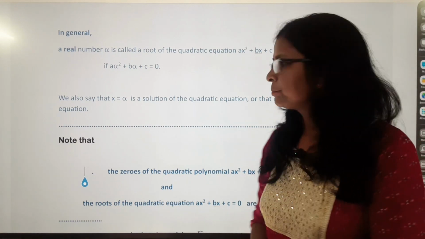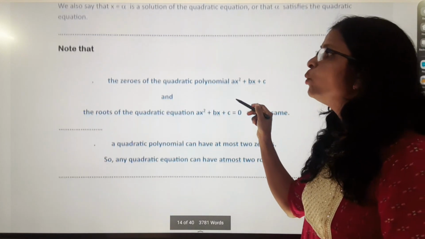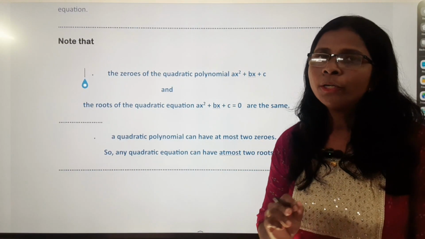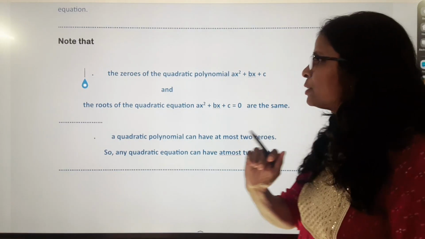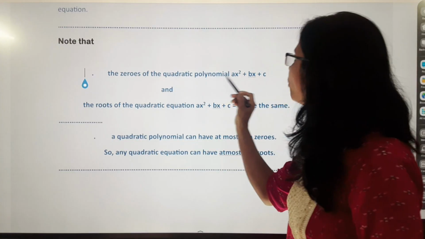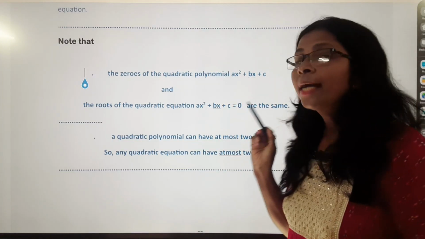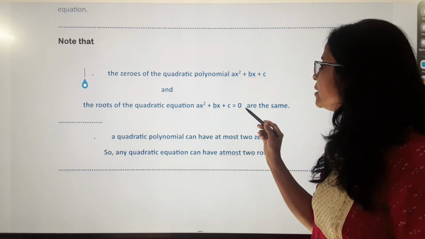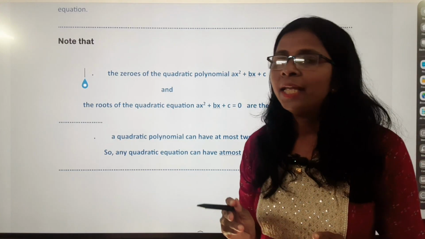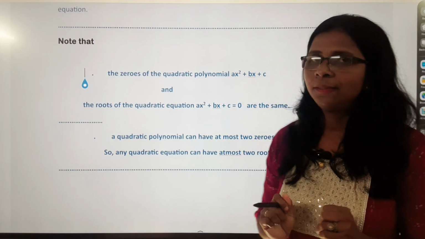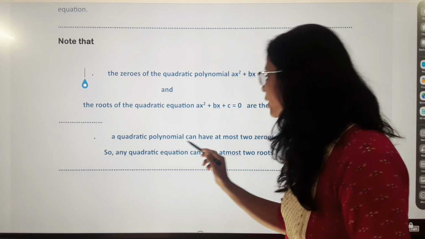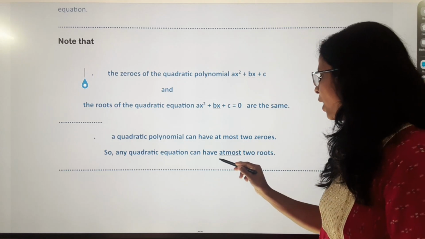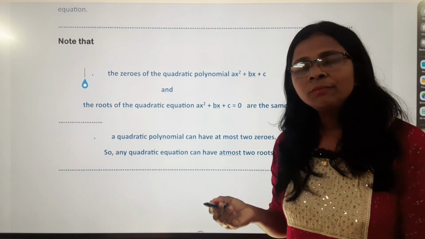Now here students, note these 2 points. These 2 points are very important for your examination purpose. So first point, the zeros of the quadratic polynomial ax square plus bx plus c and the roots of the quadratic equation ax square plus bx plus c is equal to 0 are the same. There is no difference in between these. Second point, a quadratic polynomial can have at most 2 zeros. So any quadratic equation can have at most 2 roots. Very easy.